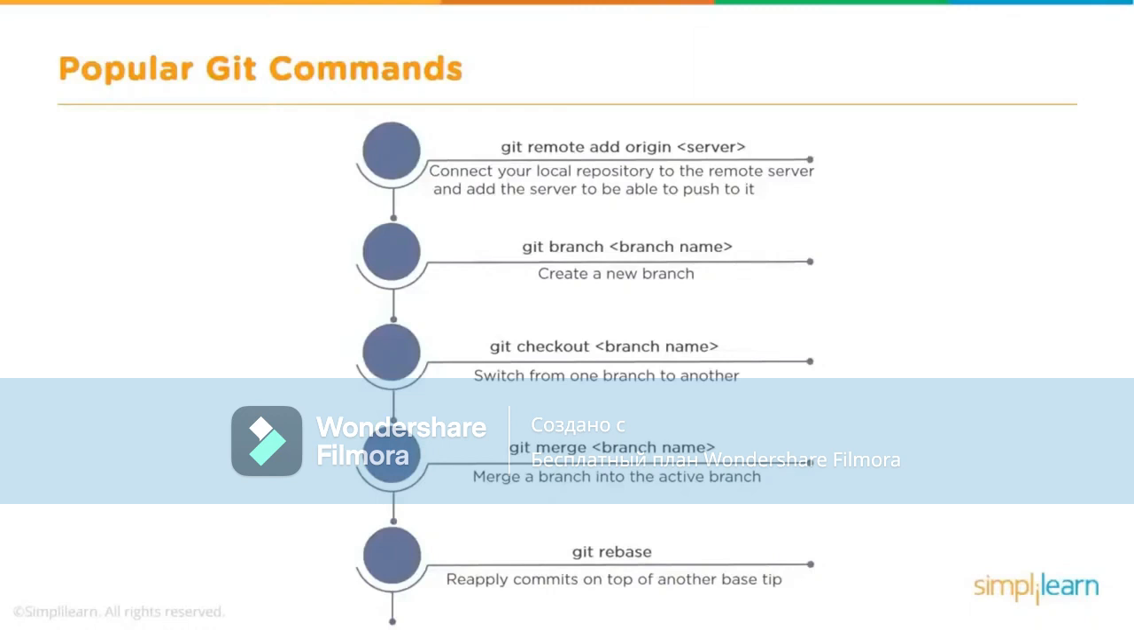Git checkout and then the branch name will allow you to switch from one branch to another branch. Git merge branch name will merge a branch into the active branch. So if you're working on a new feature, you're going to merge that into the main branch.